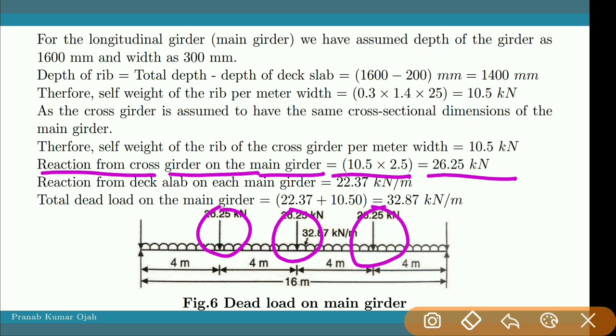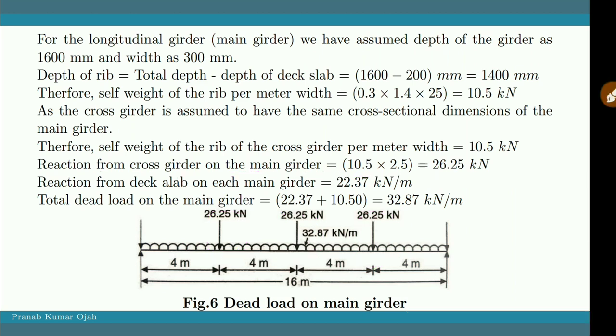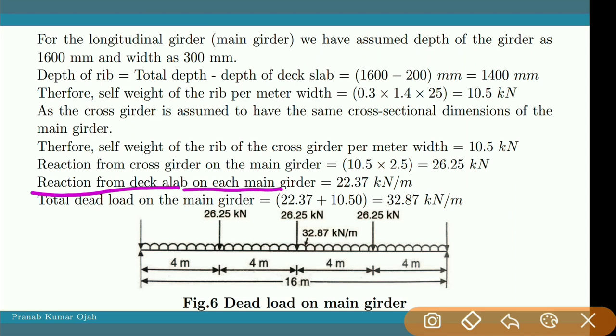Okay. Now the reaction from the deck slab on each main girder is 22.37 kilonewton per meter, which is already calculated.